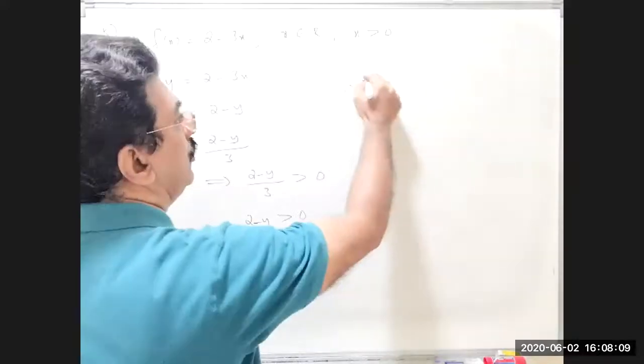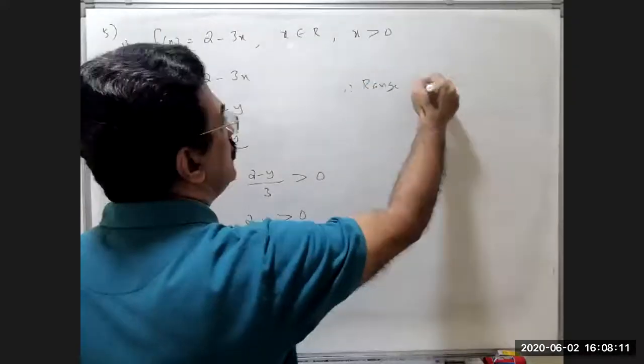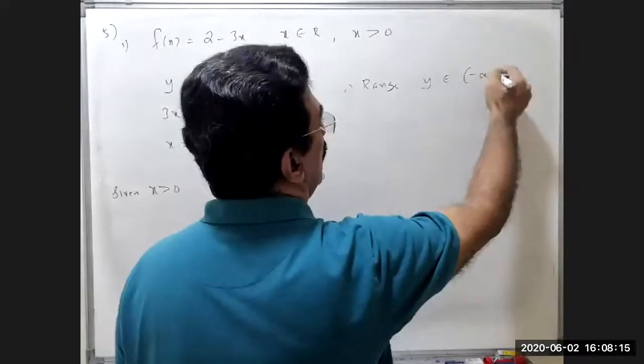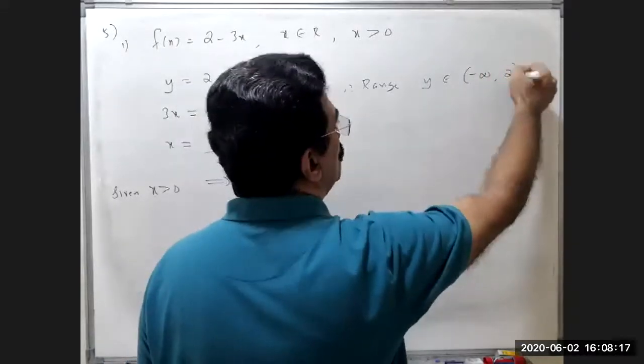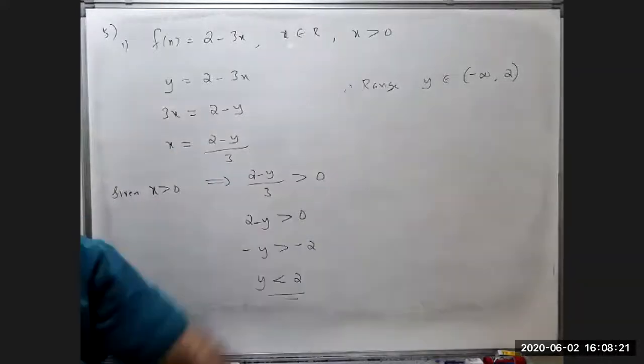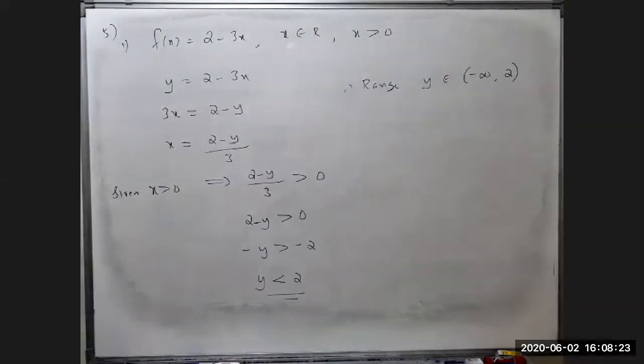Therefore, what is the range? Range: y belongs to minus infinity to 2. 2 is open because it is less than 2. 2 is not included, so not a closed bracket. It is an open bracket.